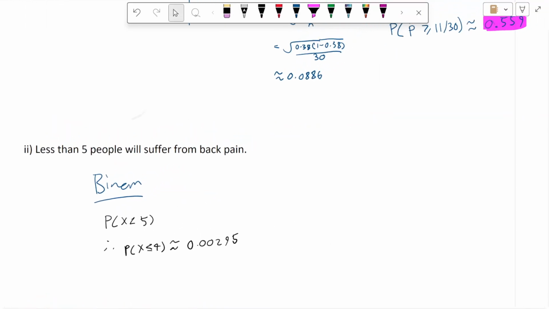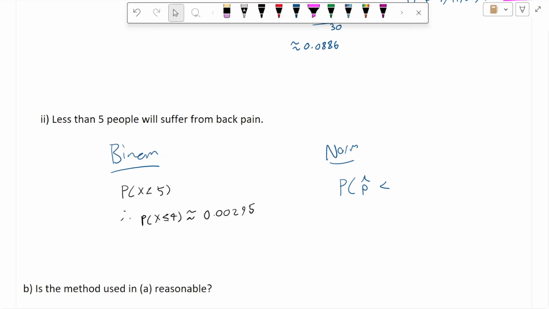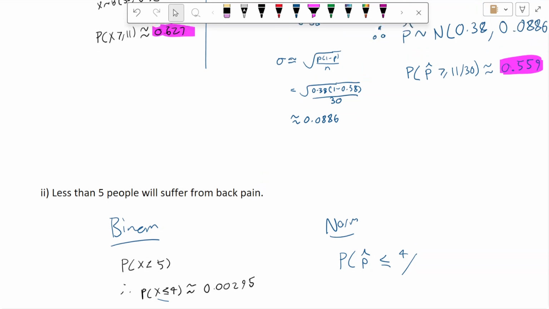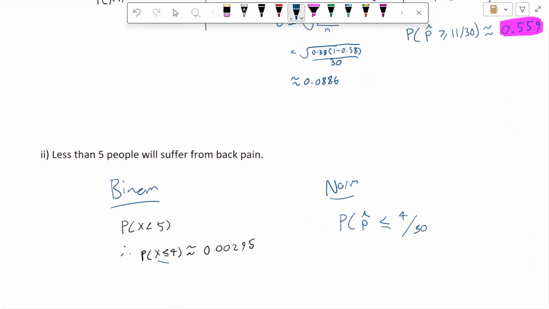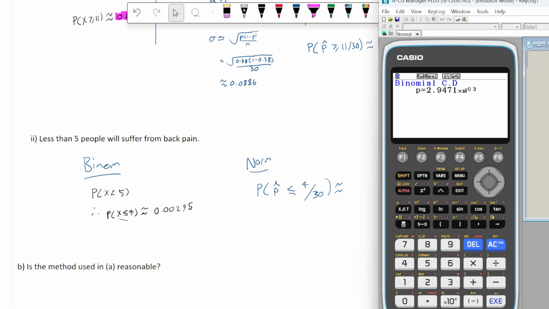Okay. And with the normals, this is the same mean and standard deviation from before, but the probability that p hat would be less than, so it's less than 5 people who are suffering from back pain. I'm going to go with the less than or equal to 4. So less than or equal to 4 out of 30. Roughly equals. If you want to get really precise here, you can talk about rounding numbers and you can go like 4.5, but this is just a really rough idea of what we're doing here.